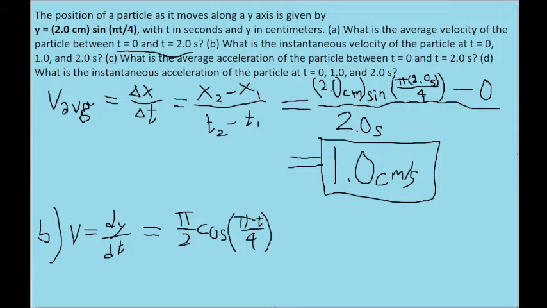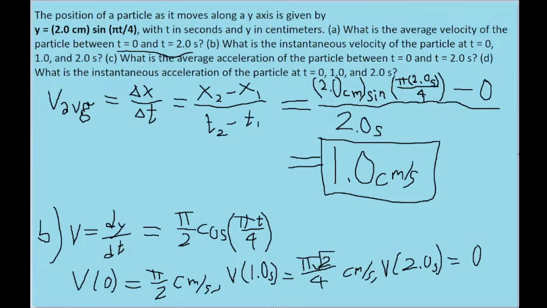Now all we have to do is take this formula that we've just discovered and plug in the values given by the problem: 0, 1.0, and 2.0 seconds, all for t. For t equals 0, we find a speed of pi over 2 centimeters per second. For 1 second, we find a speed of pi times radical 2 over 4 centimeters per second. And for 2 seconds, we just find a speed of 0 centimeters per second. So that's it for part B.